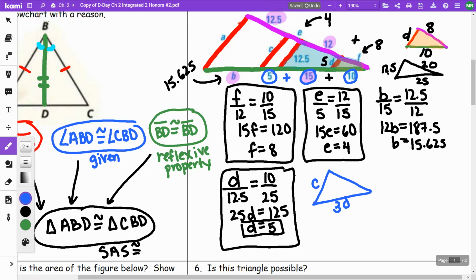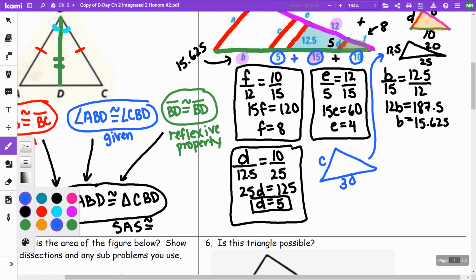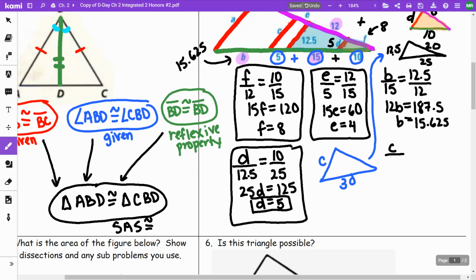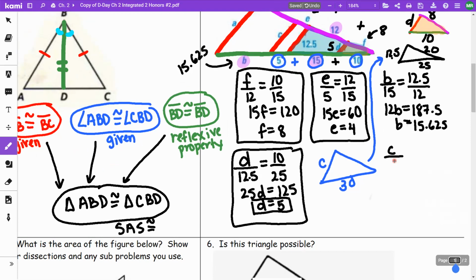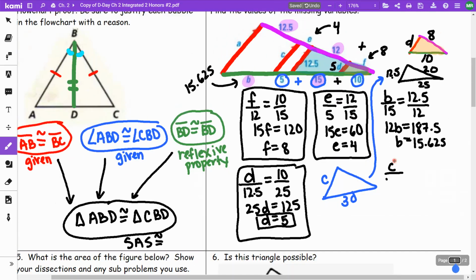And I'm going to be comparing that to this smaller triangle. Or actually, I'm going to do it to the one I just did, this one here, because I know all those pieces. So for this one, I'm going to say C is to 12.5 as 30 is to 25.